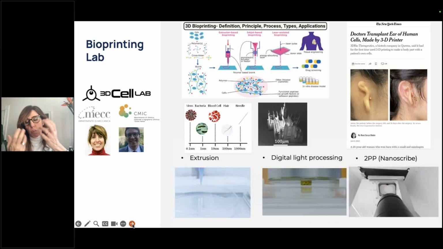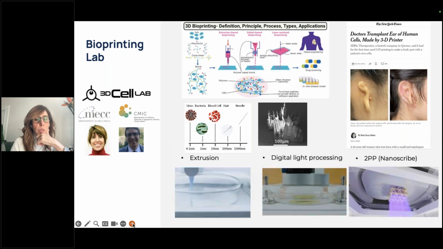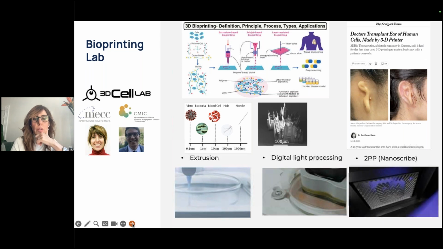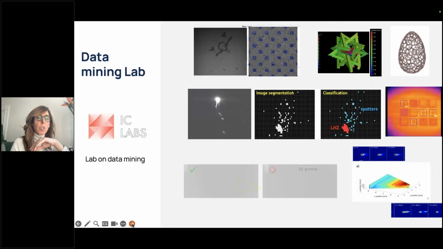And so this is going to be the possible future of organ transplantation, as there are less and less organs available in case you need this type of transplantation.